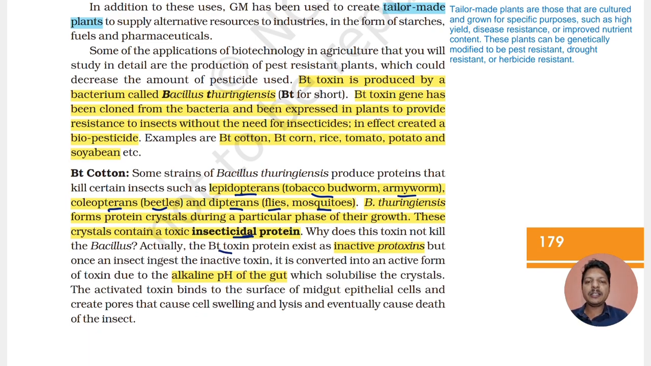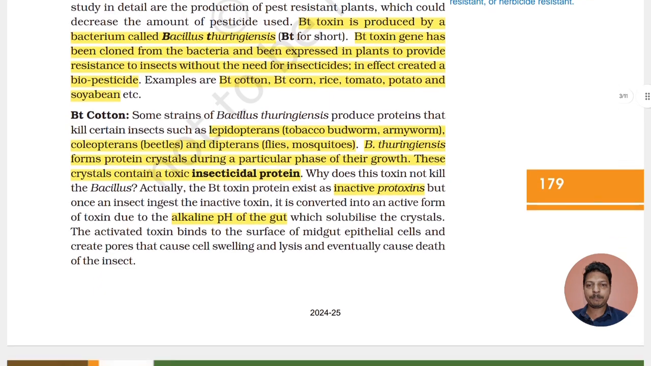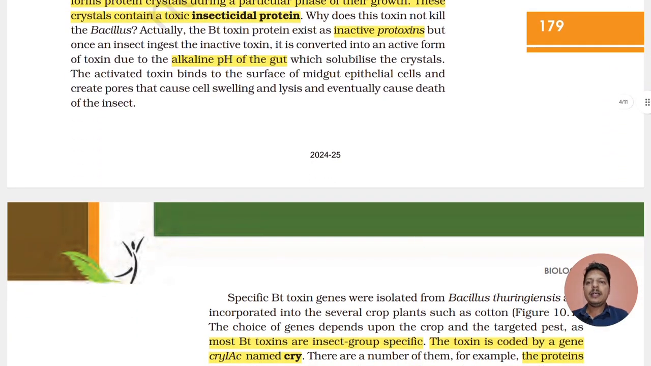But Bt toxin protein exists as inactive protoxins. Once an insect ingests the inactive toxin, it is converted into the active form of toxin due to the alkaline pH of the gut, which solubilizes the crystals. Next, the activated toxin binds to the surface of midgut epithelial cells, that is the small intestine of the particular insect, and creates pores that cause cell swelling and lysis, eventually causing the death of the insect.